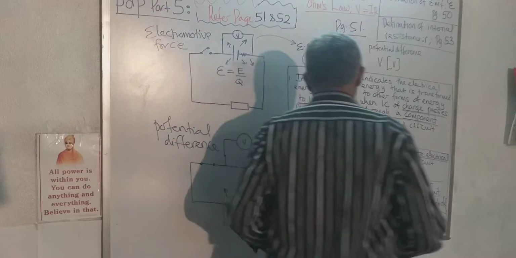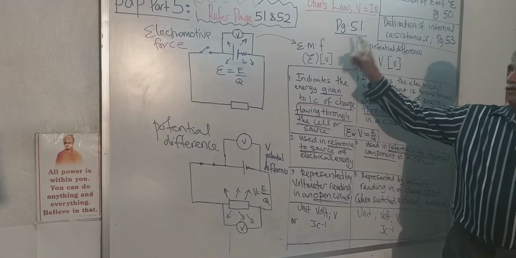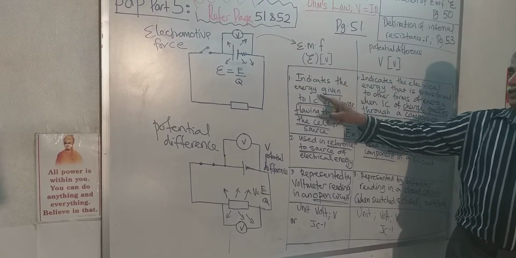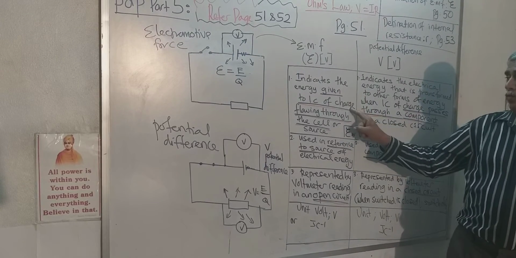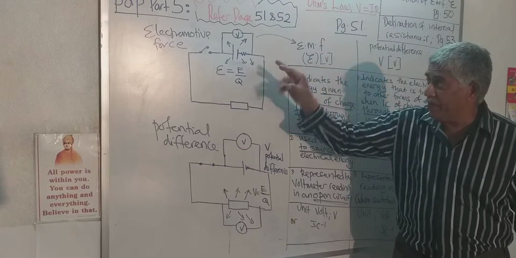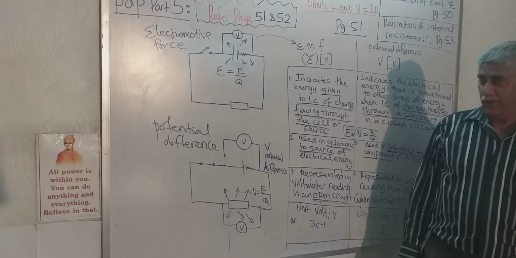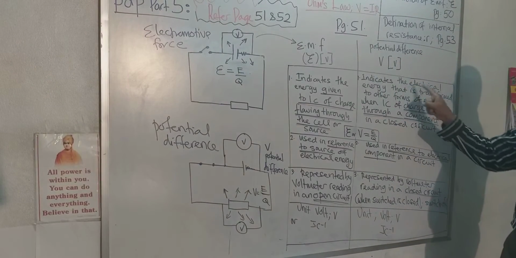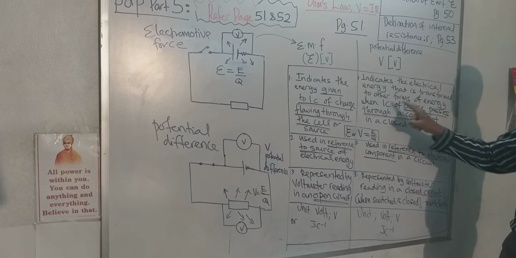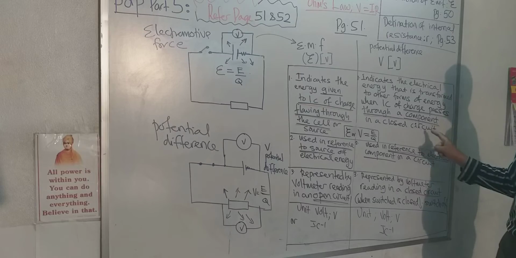If you look at page 51, electromotive force indicates the energy given to one coulomb of charge flowing through the cell or the source. That means the battery is giving out energy for one coulomb of charge. Whereas potential difference indicates the energy that is transformed into other forms of energy when one coulomb of charge passes through a component or in a closed circuit.